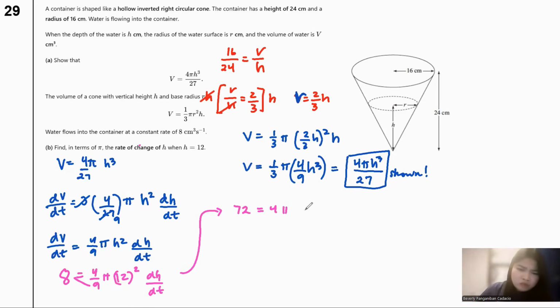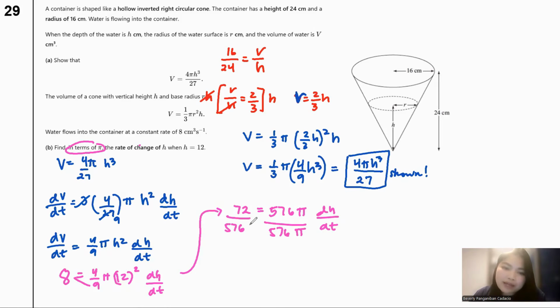If you want, you can multiply your 12 squared times 12, or 12 times 12, of course, times 4. That will be a total of 576 pi. You cannot just put it directly in calculators because it says in terms of pi. Okay, and then dh over dt. I want you to divide both sides by 576 pi.